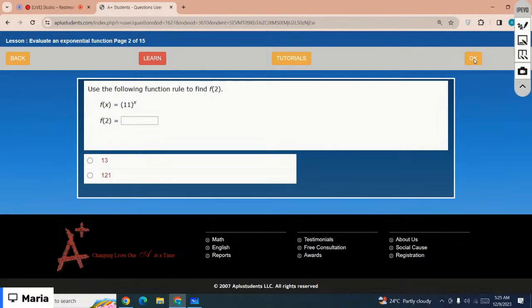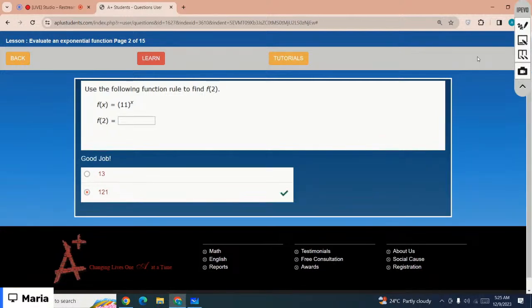Use the following function to find f of 2. So just replace all the x values with 2, right? So that is 11 squared, and 11 squared equals, yes, that is 121. So the correct option is 121.